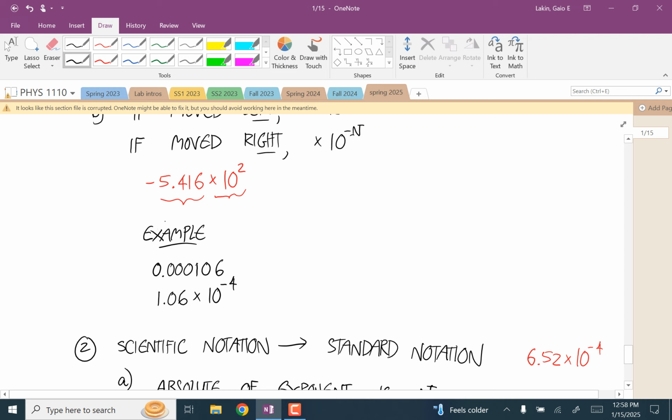But if someone gives you a number in scientific notation and asks how many significant figures there are, the answer is just right there in front of you. Every number before the multiplication sign is significant. And that's just the end of it. So 1.06 times 10 to the minus 4 has 3 significant figures.